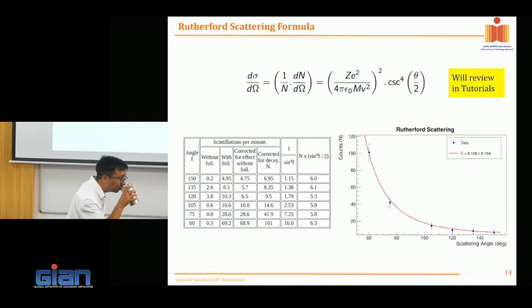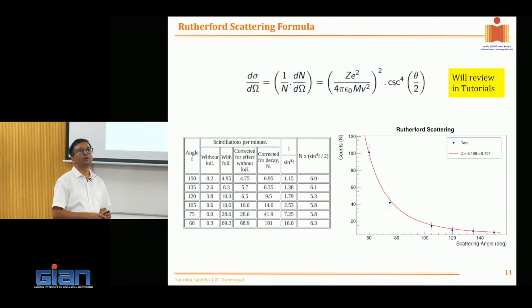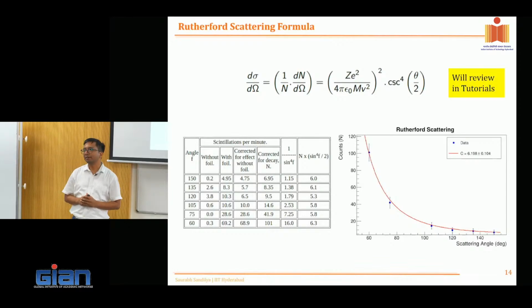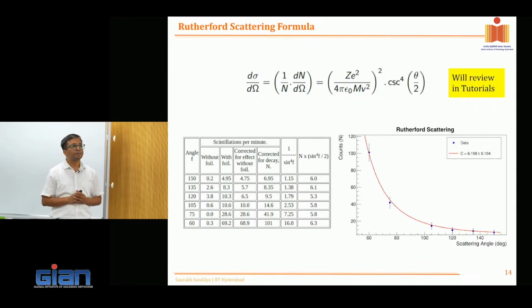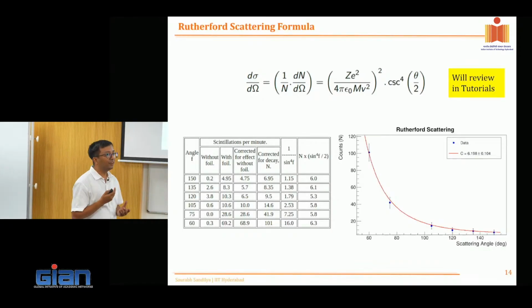Huh? So how is the number of scattered alpha particles related to the kinetic energy of the alpha particle? I cannot hear anyone.